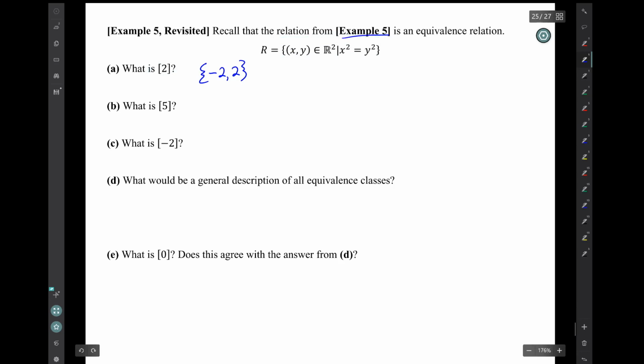What's the equivalence class of 5? Well, that's going to be easy. What's the equivalence class of negative 2? Oh, we've already written that one down. It's that one again. What would be a general description of all the equivalence classes? Well, there are sets of this form.